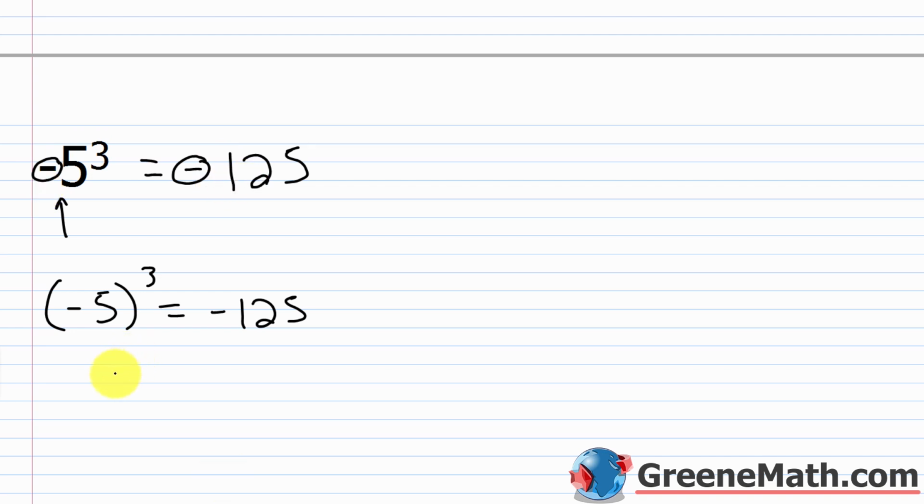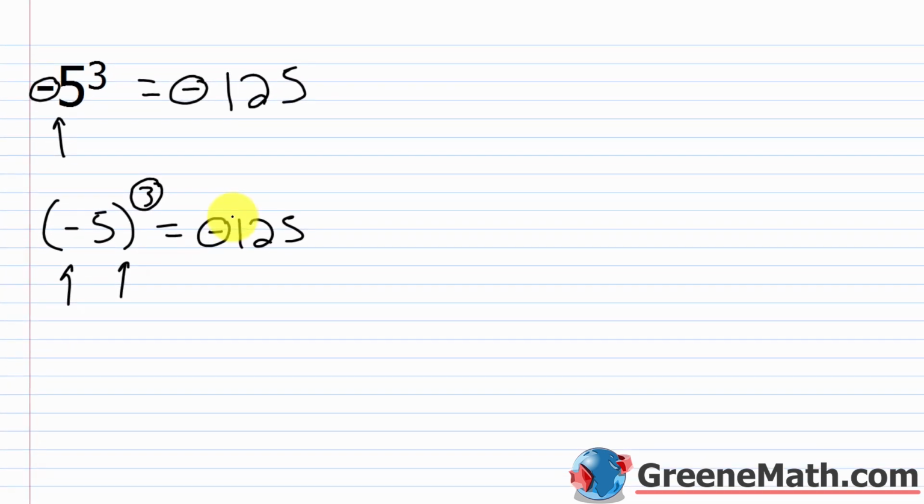And looking at this scenario, where I have parentheses around negative 5, I look at my exponent. If my exponent is odd, like it is in this case, I'm going to get a negative result. I would have had negative 5 times negative 5 times negative 5. Right? I have 3 negative factors. 3 is an odd number, so I'm going to get a negative result.